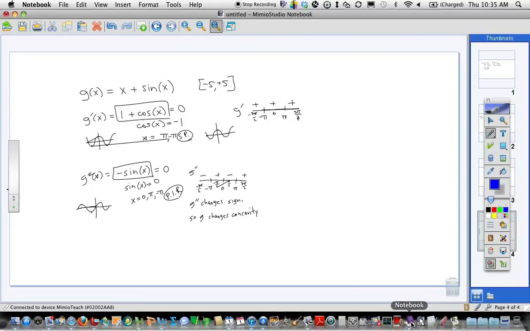Matter of fact, we probably could have said that without doing the number line in this particular instance. We could have said, well, since pi and negative pi are inflection points, they can't be local max and min, because there's a change in concavity. But this shows it right here. This graph is always increasing because G prime is always positive. So no local max, no local min would be your answer for 12 and 13.